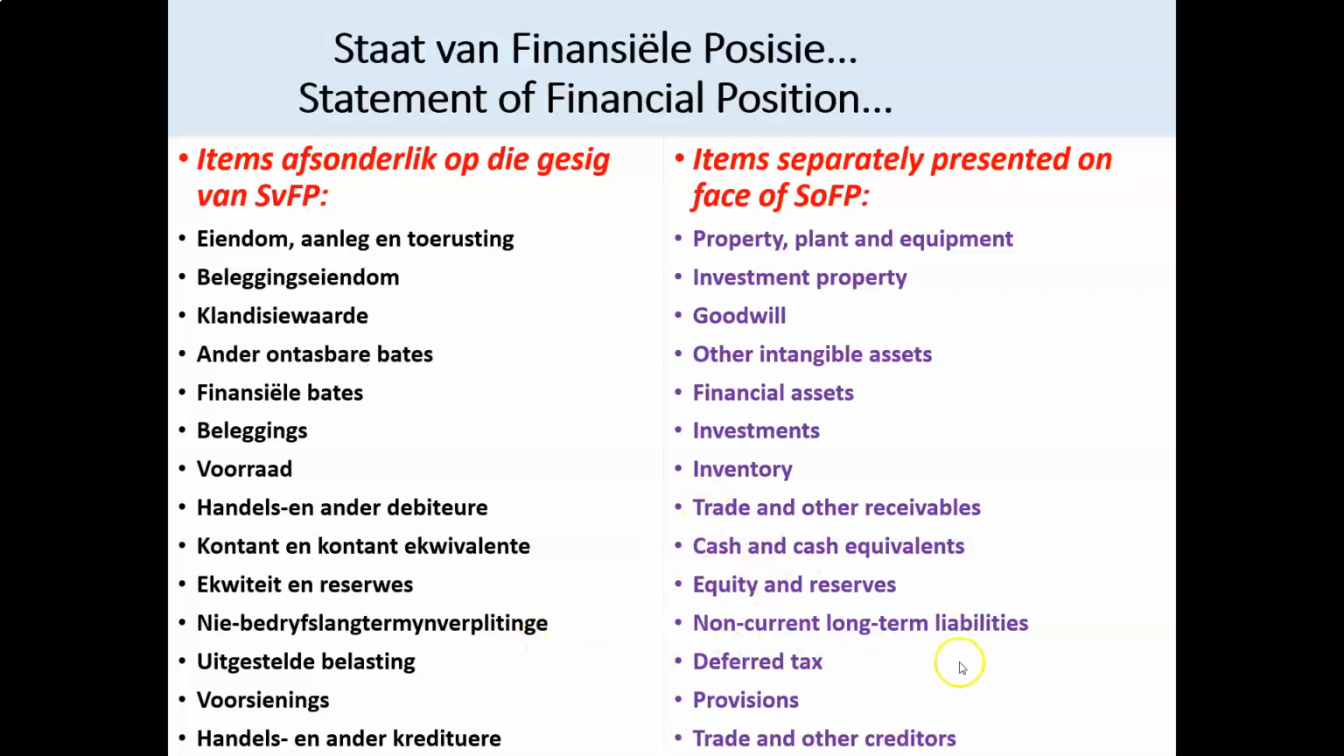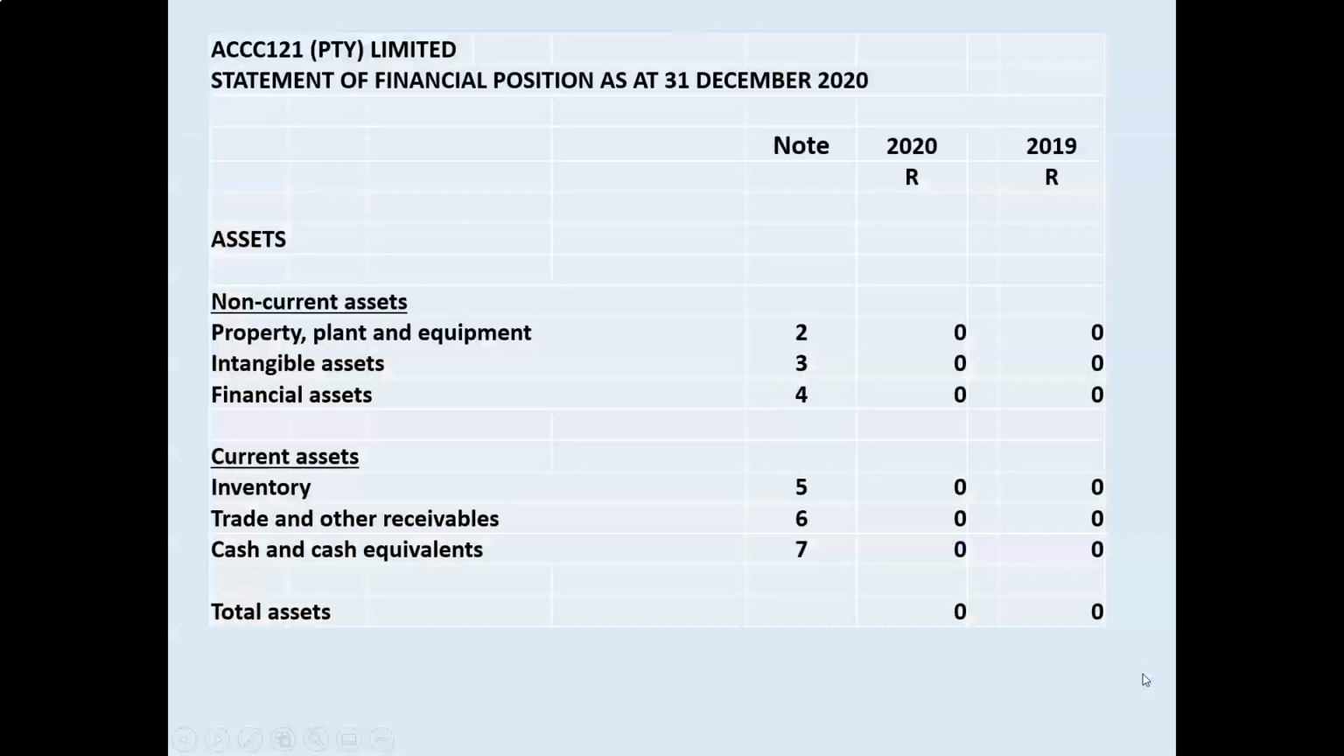Then non-current and long-term liabilities, non-current and current. Non-current we've also done in the first semester. You've seen that there's a note attached to that where we actually take the short-term portion of the long-term liability out of the long-term liability and transfer that to current liabilities. Deferred tax, you're not going to do deferred tax this year, so you can ignore that one, as well as provisions. We've already done the trade and other creditors note, so that one you should know how to do.